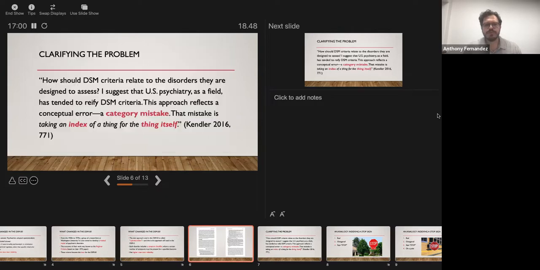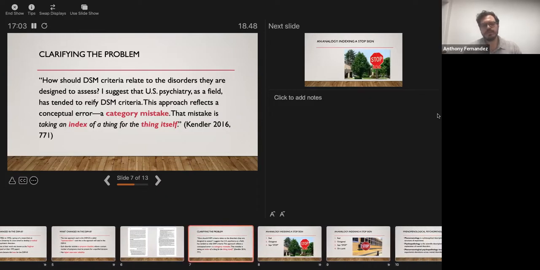And this is to focus on the question of what it means to index something. So this quote is from an article by Kenneth Kendler, who's a psychiatrist who does a lot of theoretical, conceptual work. And he asks the question, how should DSM criteria relate to the disorders they are designed to assess? I suggest that US psychiatry as a field has tended to reify DSM criteria. This approach reflects a conceptual error, a category mistake. This mistake is taking an index of a thing for the thing itself. And I would prefer to slightly reword that last sentence, and rather than saying it's taking an index of a thing for the thing itself, say that it's taking an index of a thing for a definition of the thing.